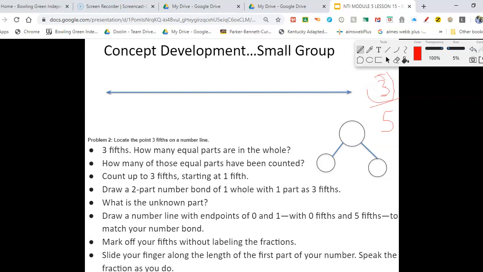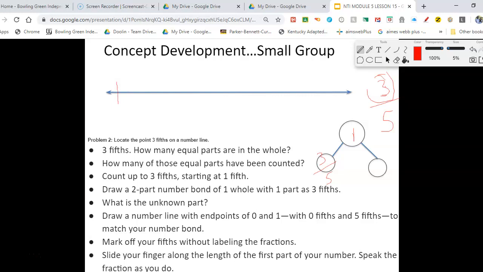Now let's count up to 3/5, starting at 1/5. Ready? Go. 1/5, 2/5, 3/5. So in your number bond, I want you to put one whole, and then in this part, I want you to write 3/5. Okay? What is the unknown part? If I have 3/5 and I have to go up to 1 whole, which would be 5/5, what is my unknown part? Let's draw a number line and figure that out.